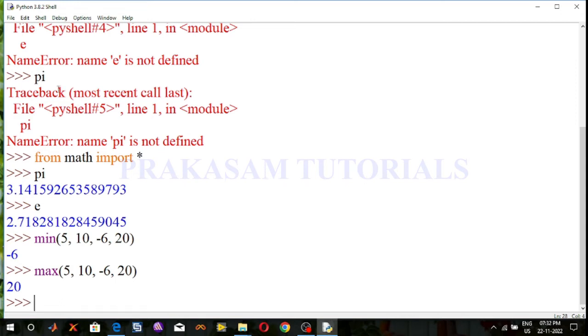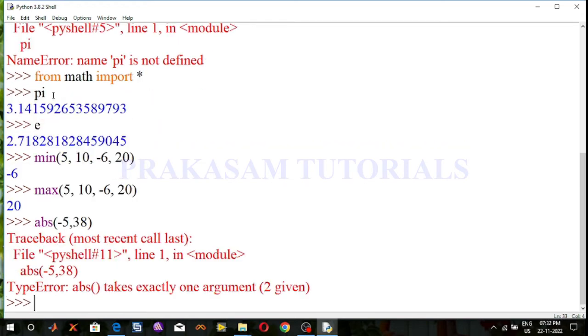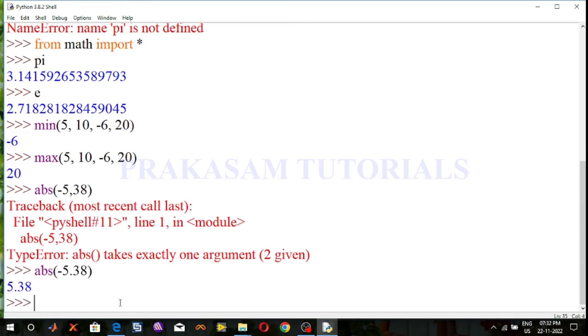Another important math function is the absolute function, which is used to return the absolute value of the specified number. For example, abs of minus 5.38, and the absolute value will be displayed. Absolute value means a positive quantity, only the positive value. So it is 5.38, the positive value will be displayed. That is the meaning of the absolute function.